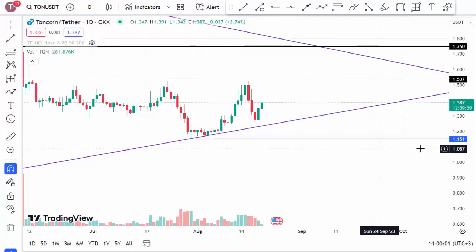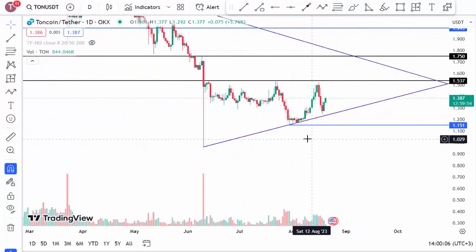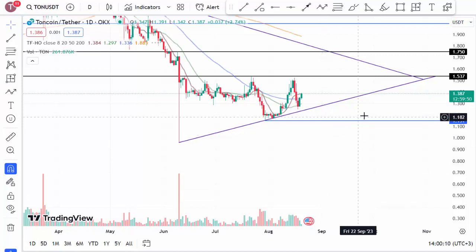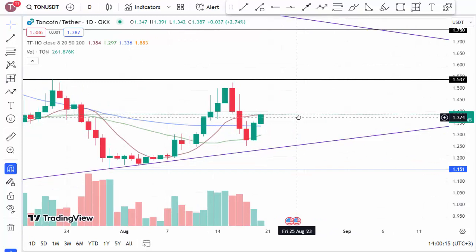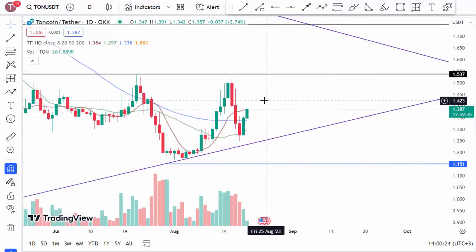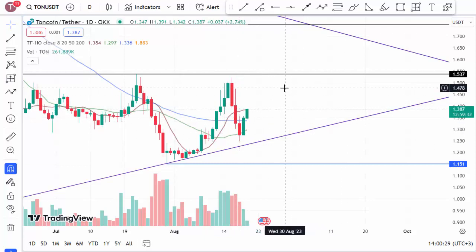Let's look at the moving averages and continue our analysis. Currently, the price movements are above the 20-day moving average. Additionally, the blue line, which represents the 50-day moving average, has crossed above it. However, since there hasn't been a significant breakout in terms of volume, caution is necessary. As long as the price remains above the 50-day moving average, we can anticipate upward movement.